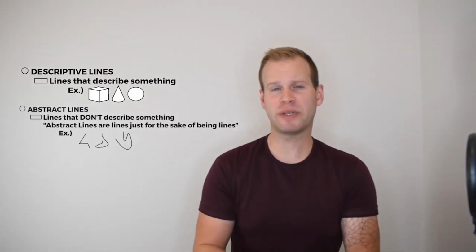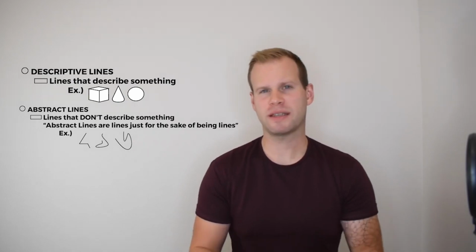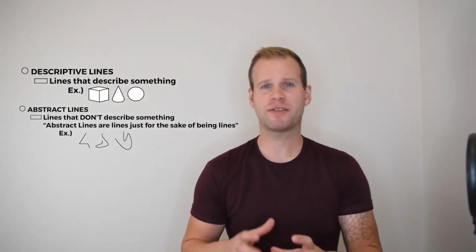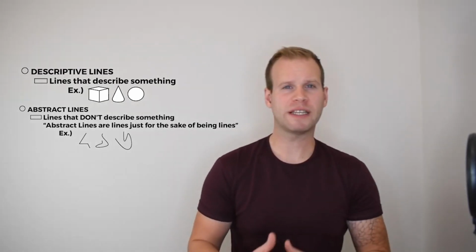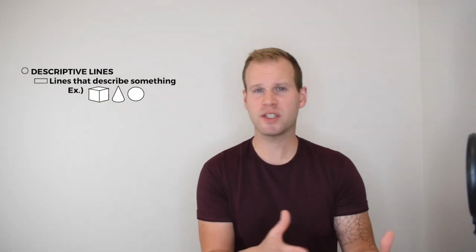Now, abstract lines are the complete opposite. They are lines that don't describe anything. They're lines, I like to say, just for line's sake. They're lines just being lines, being true to themselves. Abstract lines most often are trying to describe an emotion or a feeling or an abstract idea that's not really an object. Obviously, we're going to be working mostly with descriptive lines, but I just want you to know that abstract lines are a real thing that are there, and they're perfectly legitimate and can be very, very powerful.